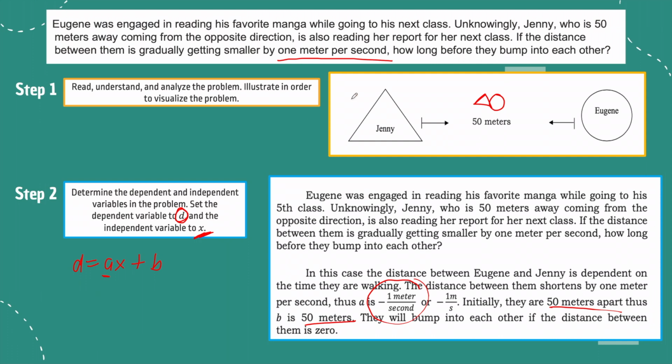magbabanggaan sa isa't isa. So, meron ka ng A, ito yung speed, which is this one. Meron ka ng B, yung initial, yung starting distance nila, which is 50 meters. And then, yung X mo, ito yung nawawala kasi hinahanap mo yung time kung kailan sila totally magbabanggaan. So, ano ibig sabihin nito? Syempre, kung nagbanggaan na silang dalawa, may distance pa ba between them? Wala na. Nagsi-zero na kasi magkabangga na nga sila.